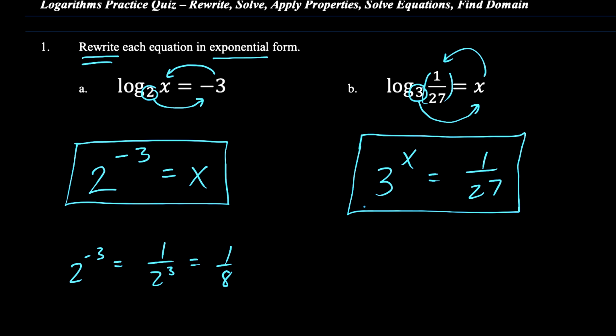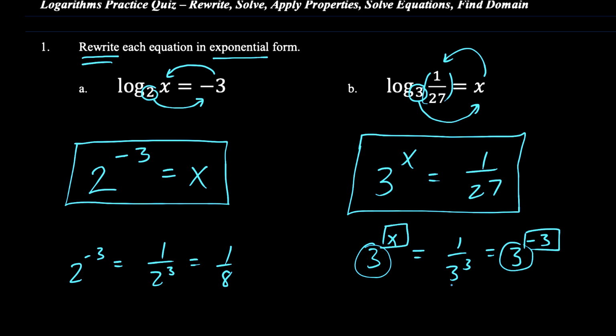But if we want to go the extra mile on this one, and we may see this again later, we can rewrite 27 with a base of 3. So that would be 1 over 3 to the 3rd. And we should know, using negative exponents, that that's equivalent to 3 to the -3rd. So now that the bases match up, that means the value in the exponent, x, must equal -3. So we do know that x equals -3.